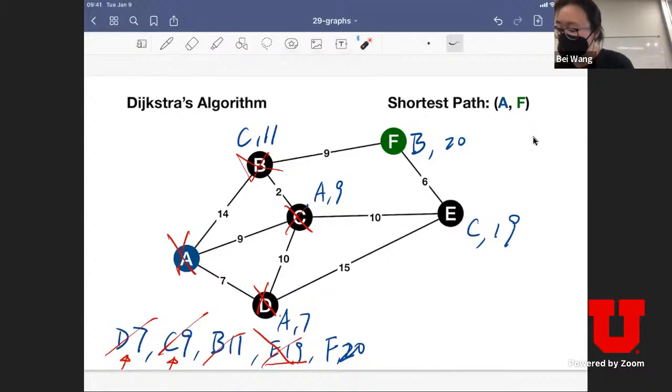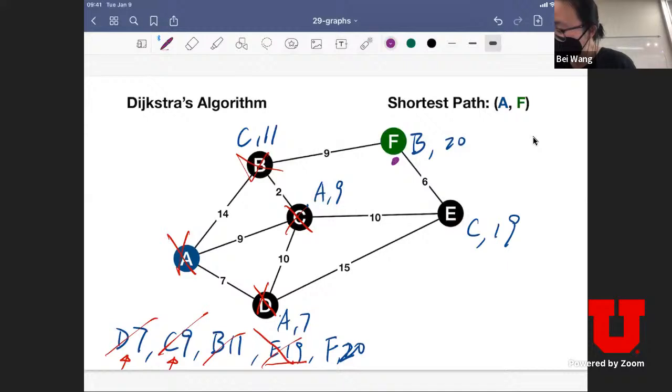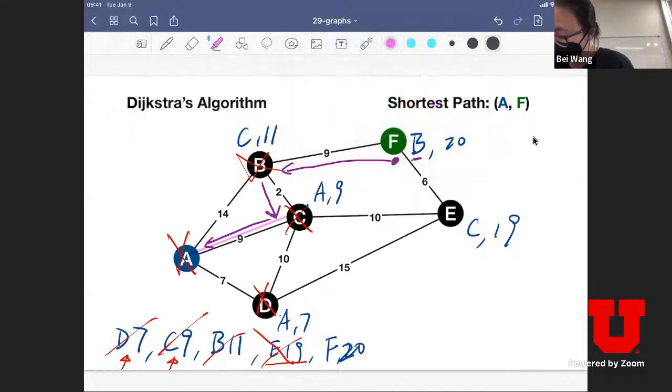How do we get there? We can again trace back, starting from F. It says F is coming from B, so I go back to B. B said it's coming from C, I go back to C. C said it's coming from A, I go to A. So this particular path here is precisely the shortest path.